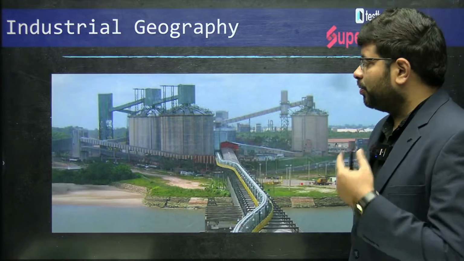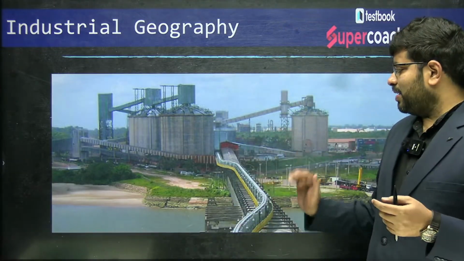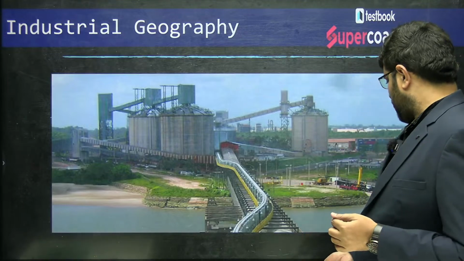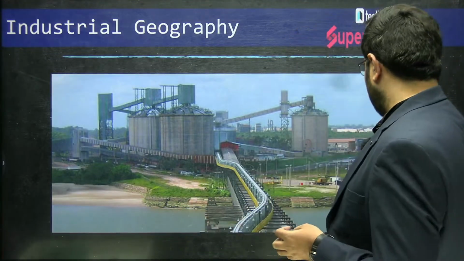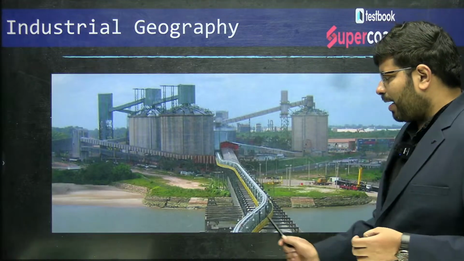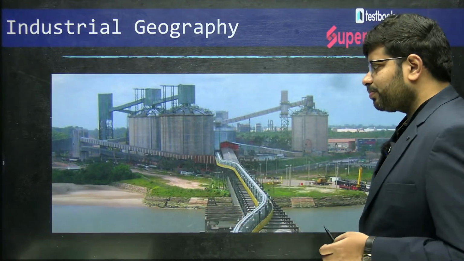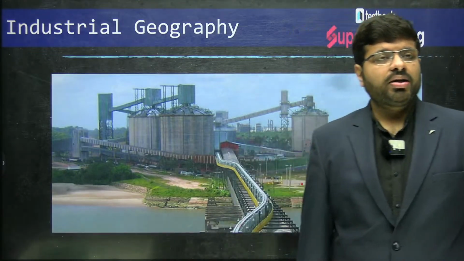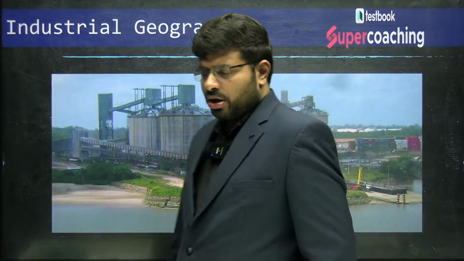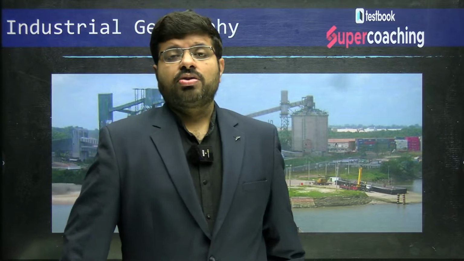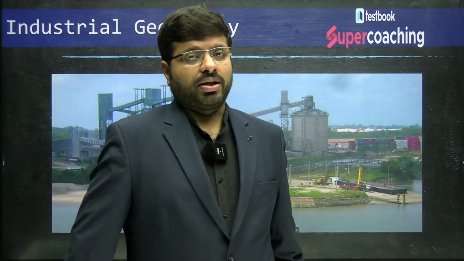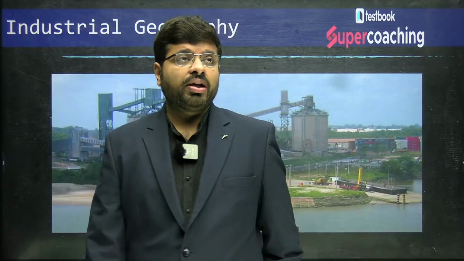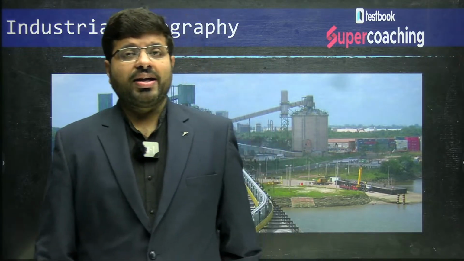When you talk about industrial geography, you can see there's a big factory located nearer to what looks like a river bank or a port, a water body. So there is a reason for the location nearer to a water body. There are so many factors impacting the location of an industry: primarily the geographical factors, and then the economic or non-geographical factors as well. Let us discuss each of them.